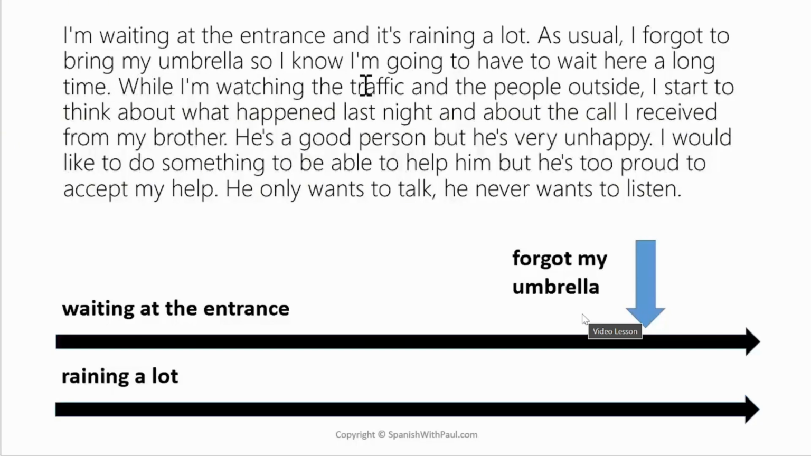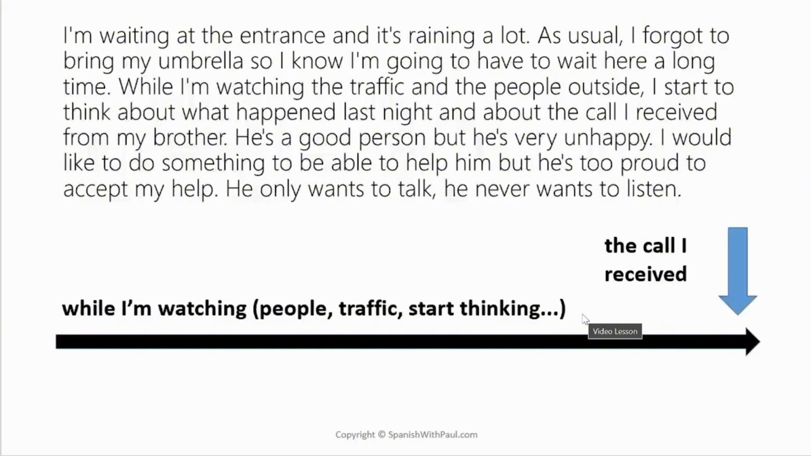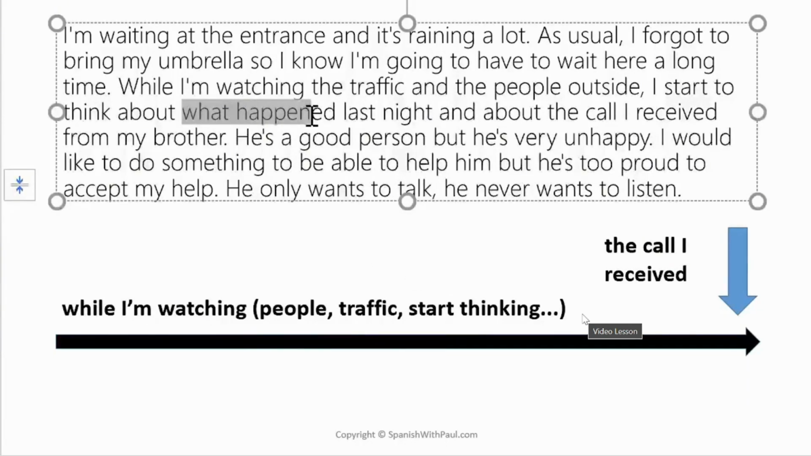Now we have while I'm watching the traffic. This gives us another horizontal line. So I'm watching the traffic, the people outside, and I'm thinking about what happened last night and the call that I received. So this thing happening, this event, and the fact that I received a call, they're both in the simple past, actions that happened. The next thing that catches my interest is that we have he is a good person, he is very unhappy. So we're going to have to make choices here between ser and estar. After that, I would like to do something. This is all modal verb structure. And here in the last line is all, again, in the present tense.